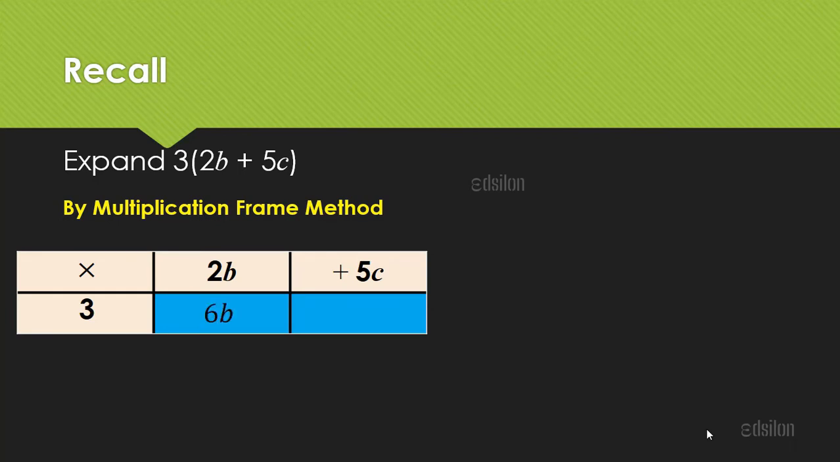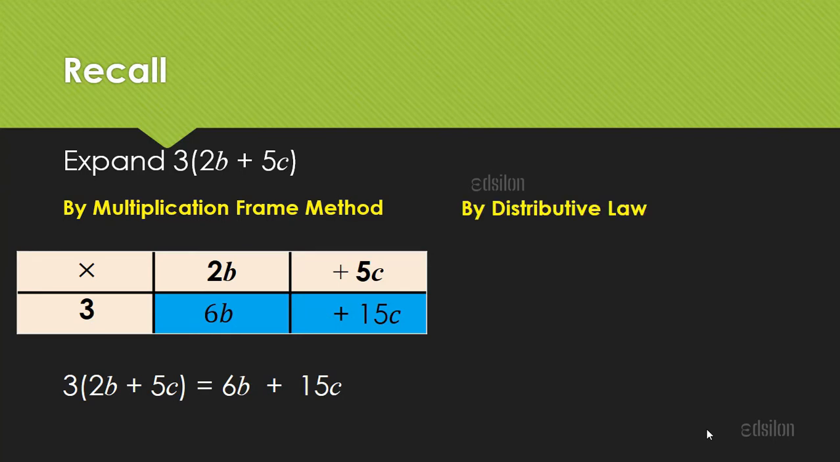Did you get 6b and 15c? When we expand 3 times of 2b plus 5c, we get 6b plus 15c. We can also work out the expansion by using the distributive law. Let's take a look. First, distribute 3 to 2b to obtain 6b. And then distribute 3 to 5c to obtain 15c. You can see that using both methods, the answers are the same.